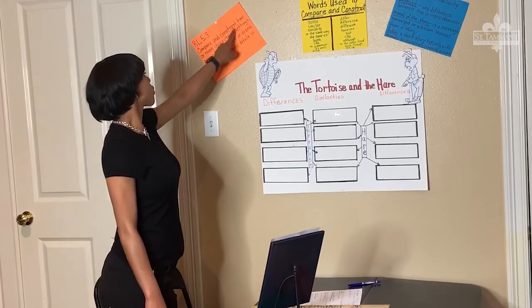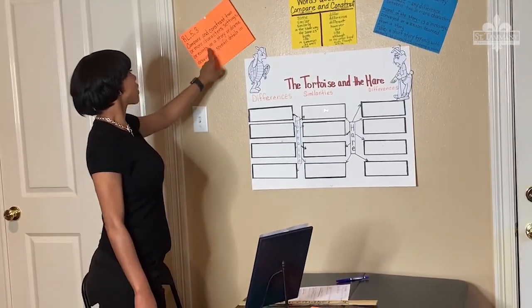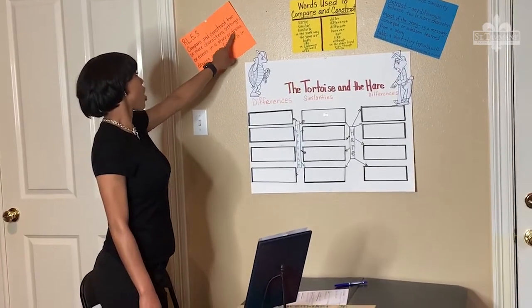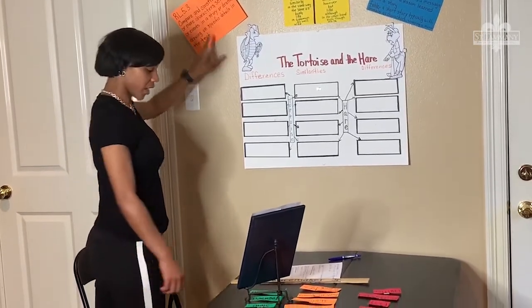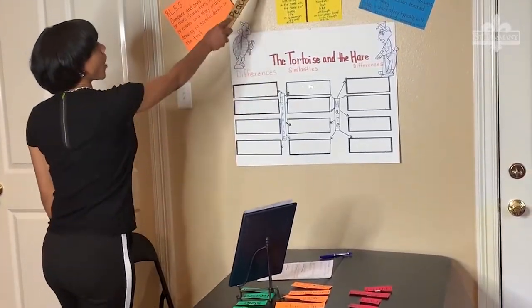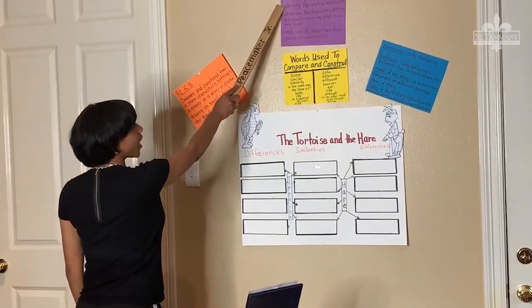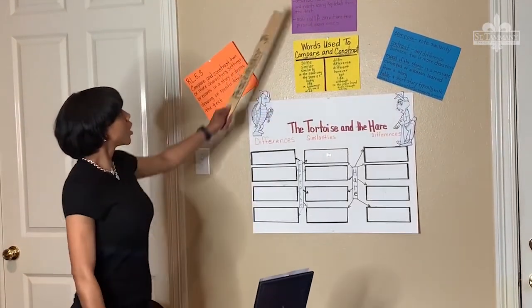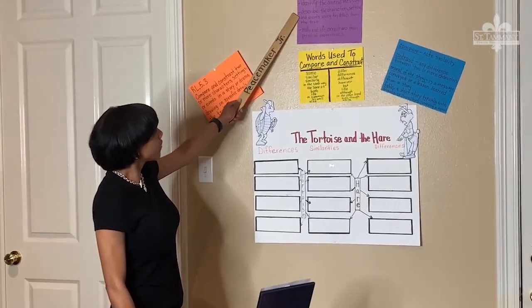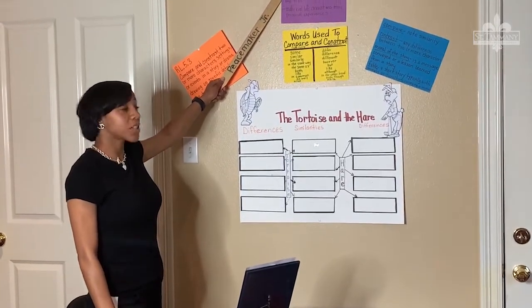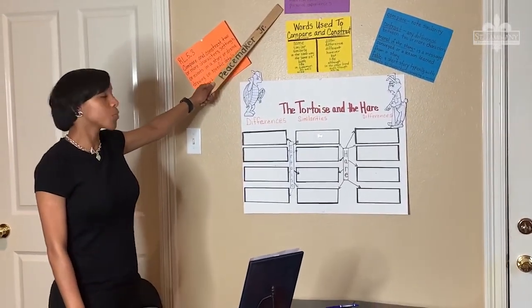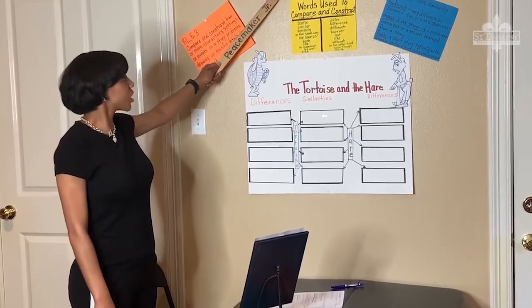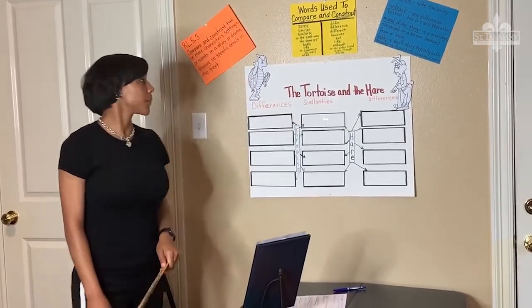Compare and contrast two or more characters, settings, or events in a story or drama, drawing on specific details in the text. Our objectives are to identify the central message, describe the character setting and events using key details from the text. And also, students will be able to make real-life connections from personal experiences.